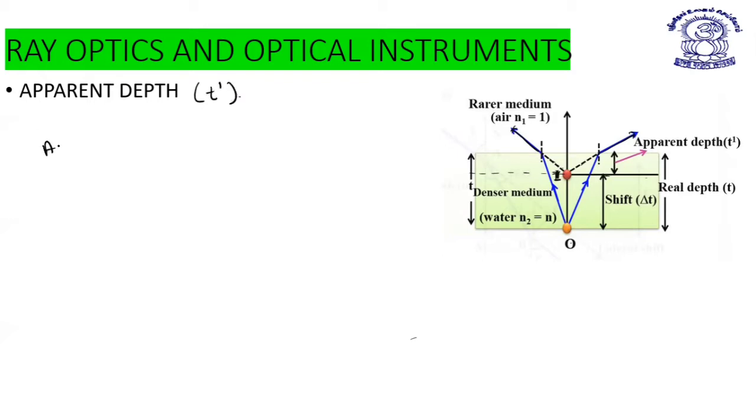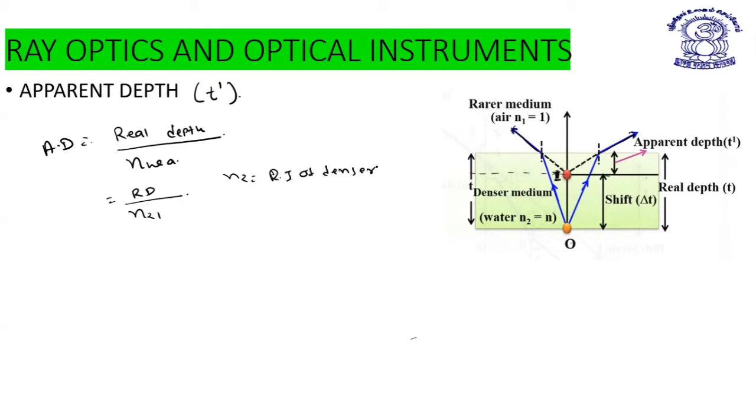Apparent depth is defined as real depth upon refractive index of water with respect to air, or say real depth upon refractive index of medium 2 with respect to medium 1, where N2 is the refractive index of the denser medium and N1 is the refractive index of the rarer medium.